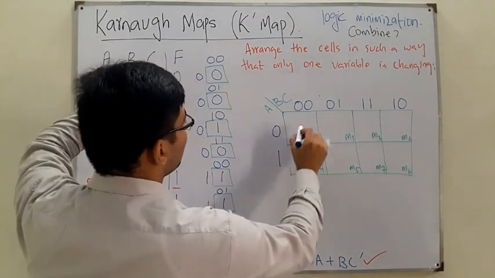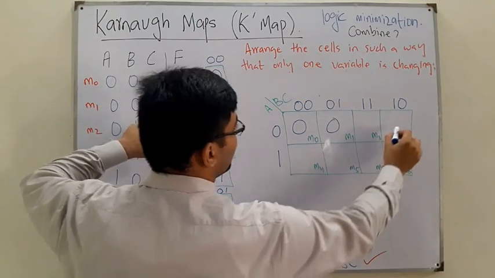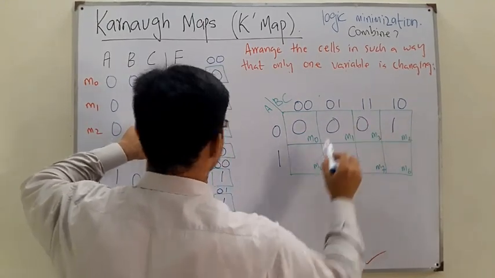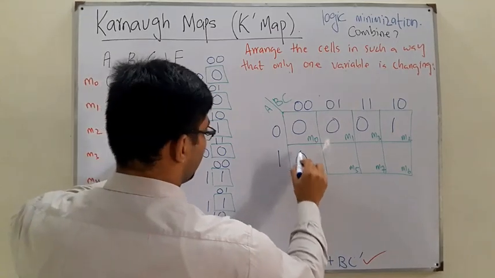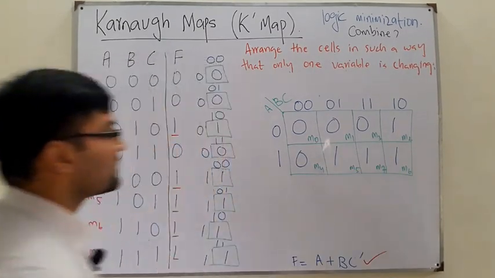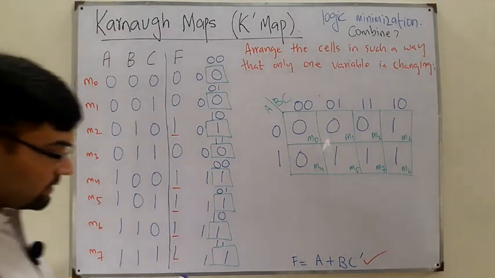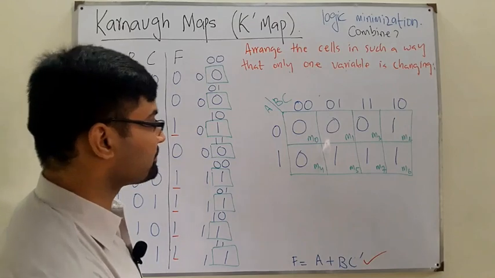M0 is 0. M1 is 0. M2 is 1. M3 is 0. M4 is 0. M5 is 1, M6 is 1, and M7 is 1. Alright, now that is how you fill it, okay? We filled it, now we group it, okay?